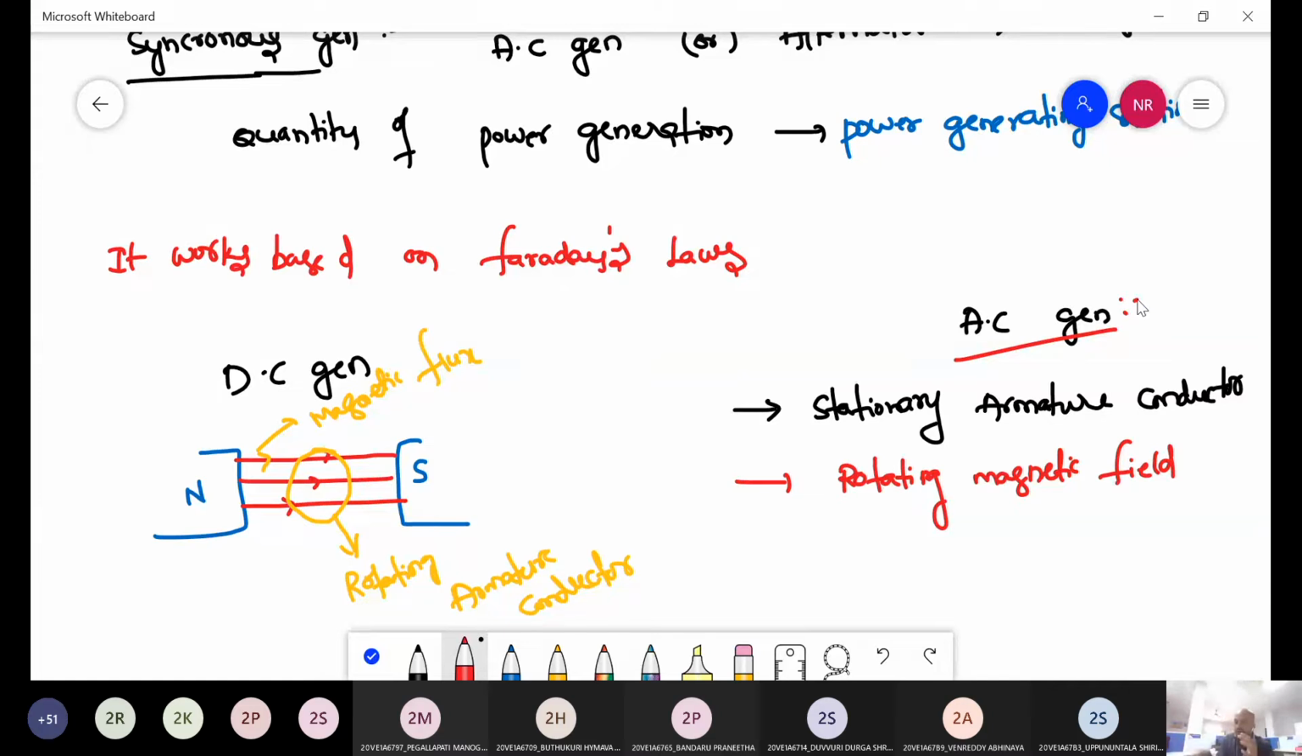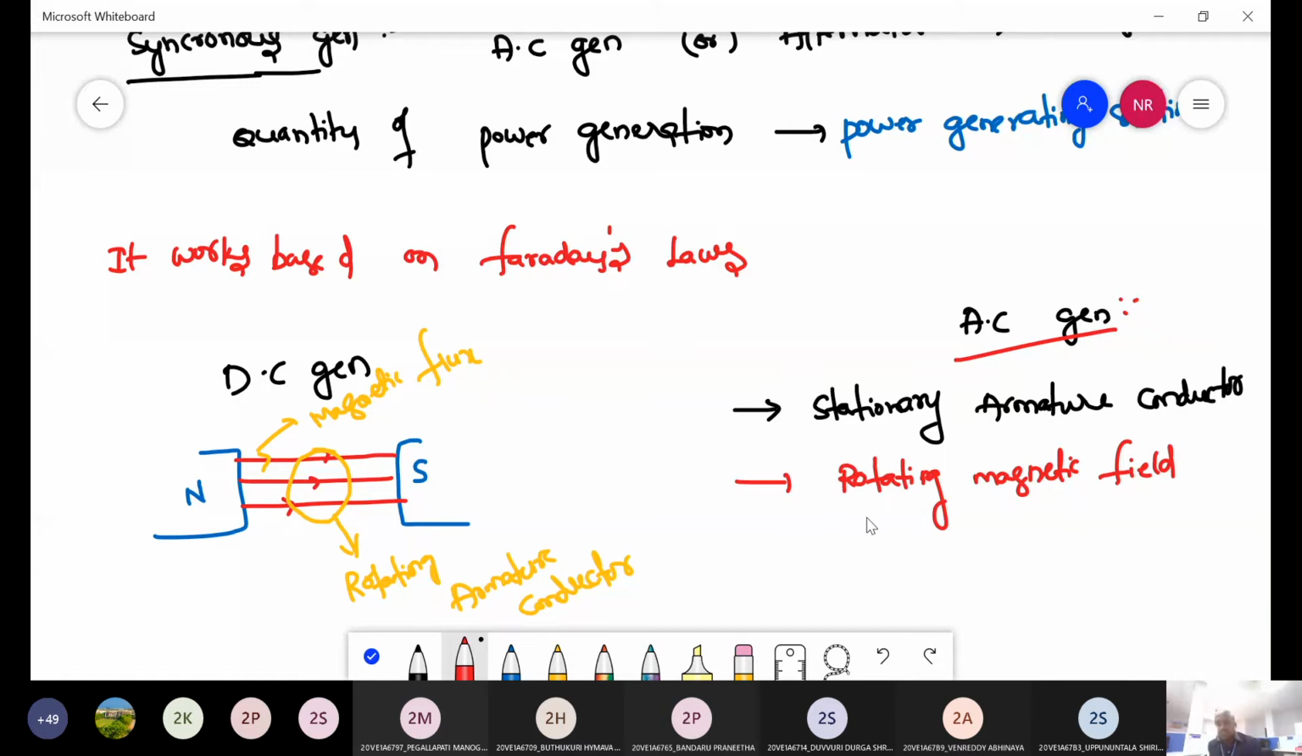So to rotate those armature conductors we require some power. That's why what I am doing here is, those armature conductors are stationary and I am rotating the magnetic field. If the magnetic field is rotating and the armature conductor is stationary, the same principle applies: the flux cuts the conductor. Yes or no? Yes, sir. Same Faraday's law happens. That's the principle of operation of the AC generator.